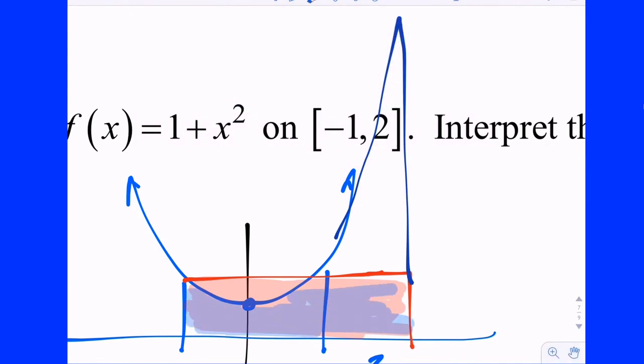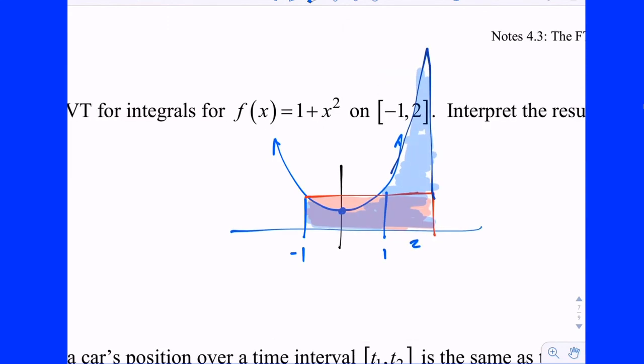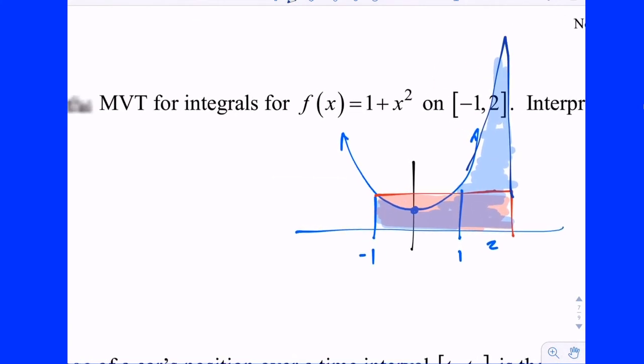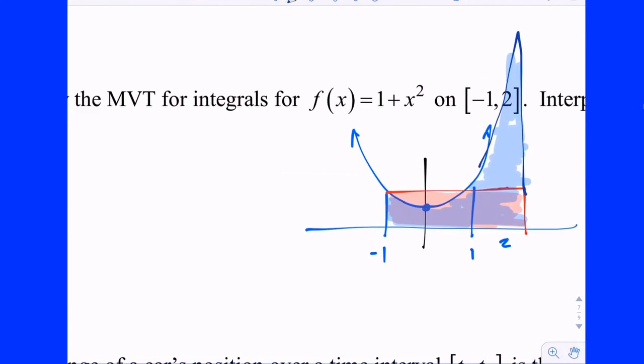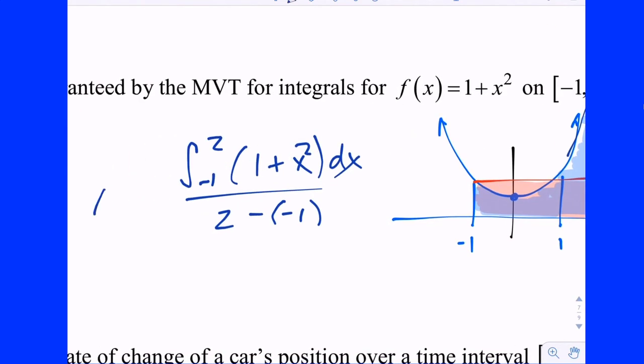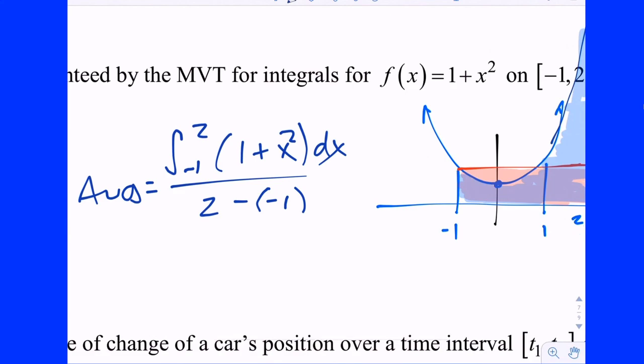There we go. Had a little trouble drawing it to scale. Okay, that looks better. All right, so very quickly, before the bell catches us, we're going to take the integral from -1 to 2, and we're going to divide it by the width 2 minus -1. And that's going to be the average value, so you find it first.